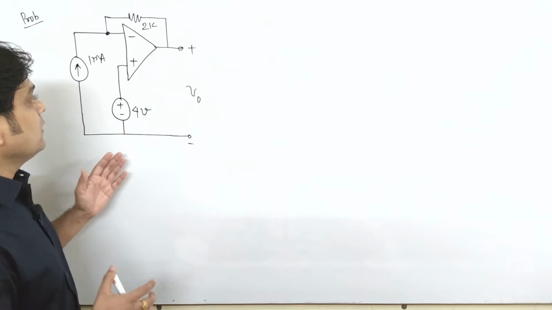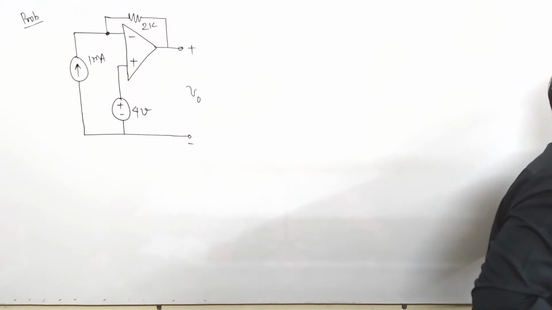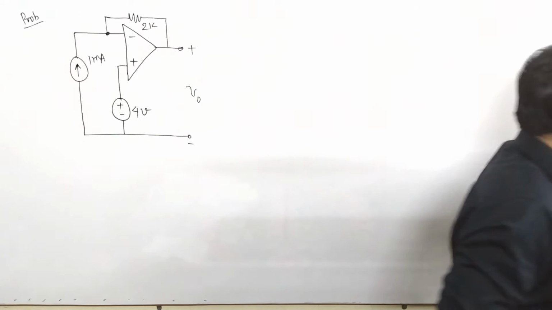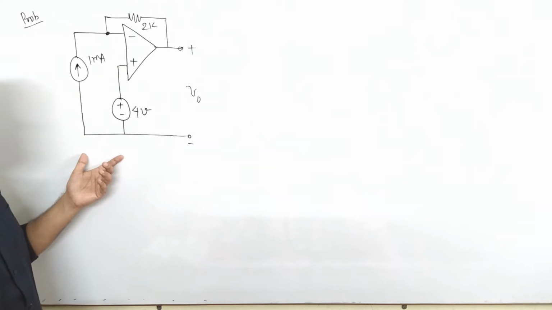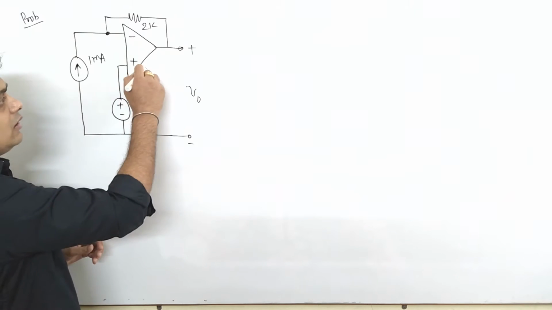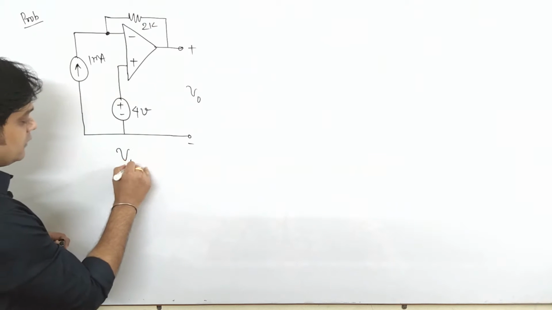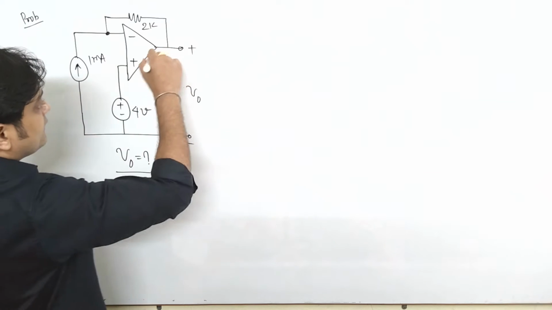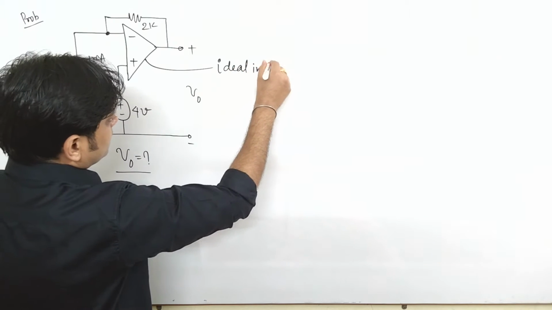So this is our problem number 1. In this problem it is given that the operational amplifier is ideal in nature. You have to find the value of V0, basically the output value of V0. It is given that this OPAMP is ideal in nature.